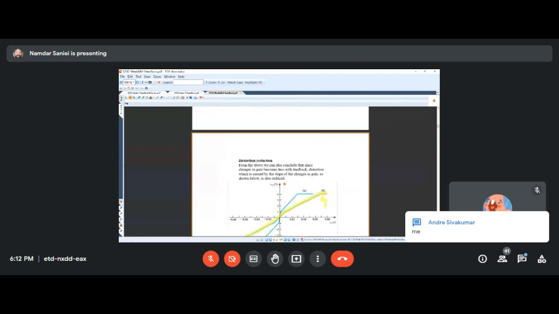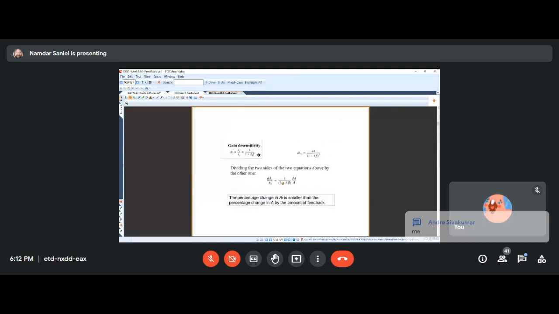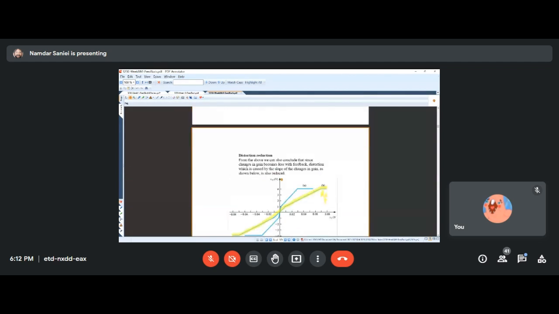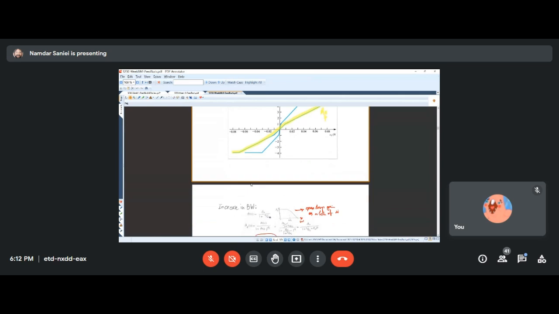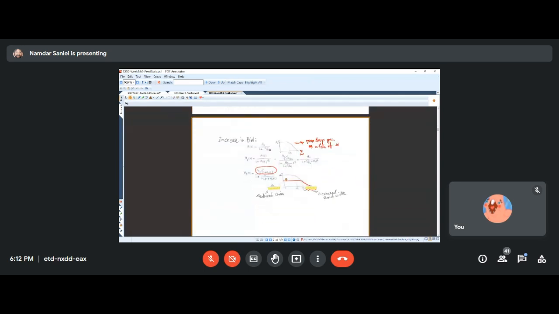And based on the same fact that we mentioned up here, we will get more linear systems, and we have more bandwidth, again by the factor of 1 plus A beta.